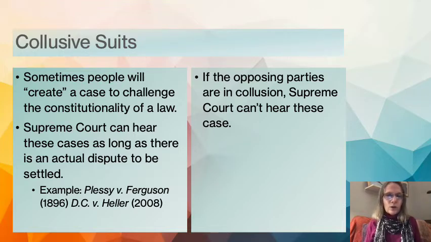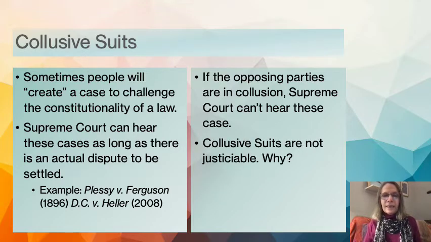What a collusive suit is: if the opposing parties are in collusion with each other. In other words, they're cooperating together, like they're both on the same side, and there's really no controversy going on. So if the opposing parties are in collusion, the Supreme Court has said they can't hear these cases. And why? They say the collusive suits are not justiciable. And they're not justiciable because there is a case that's been created.